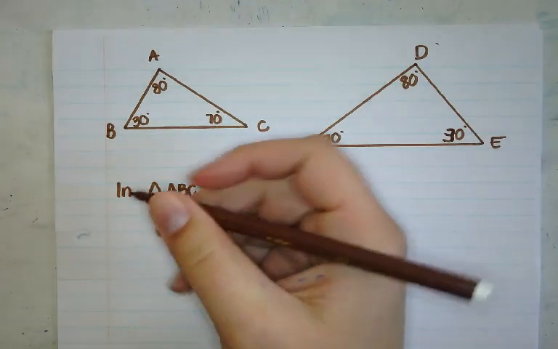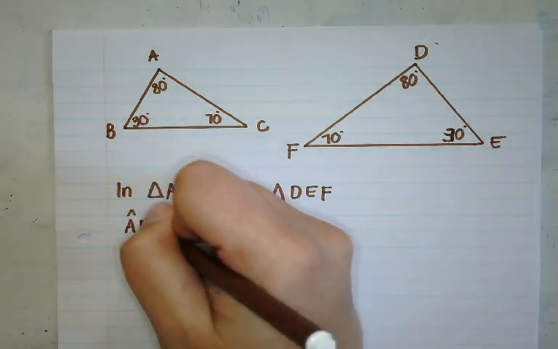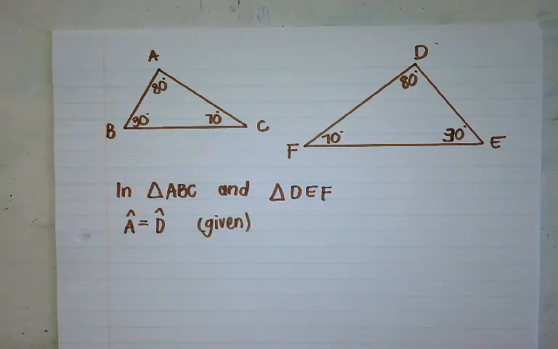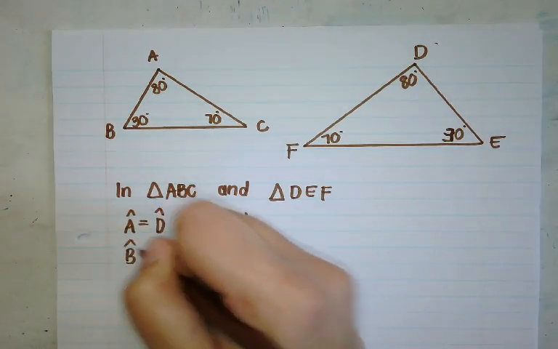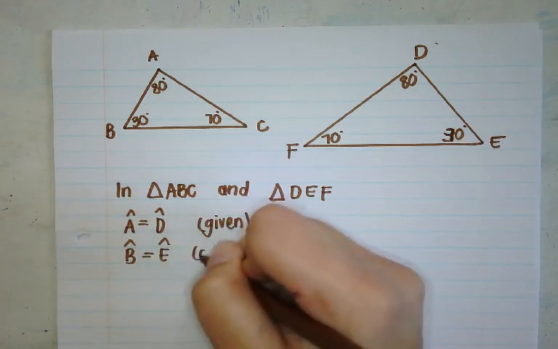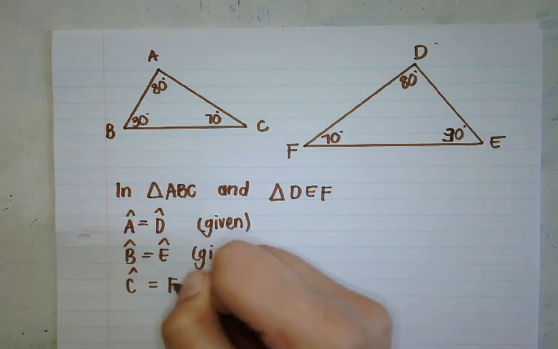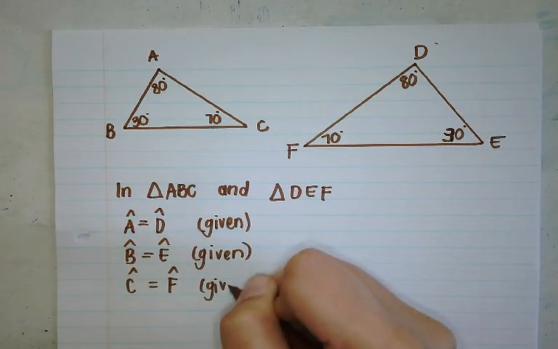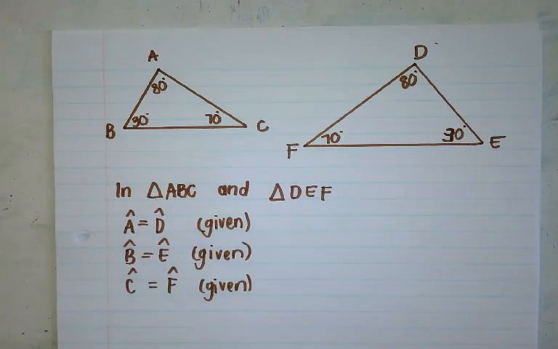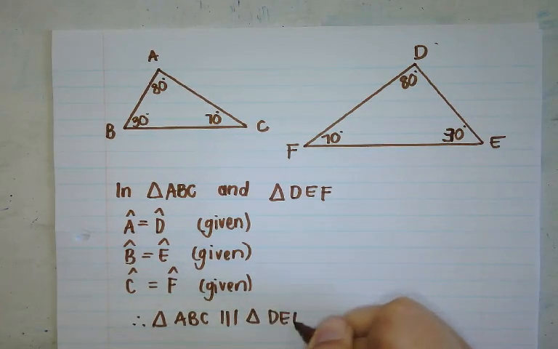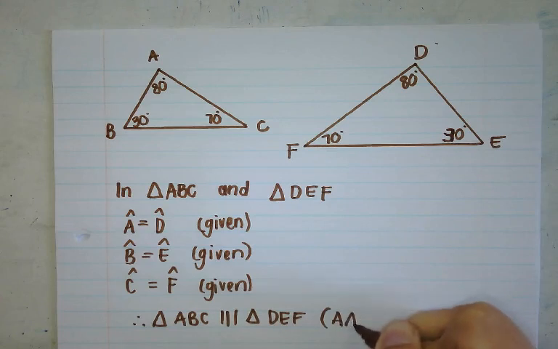And now we write what we know. We know that angle A is equal to angle D. What's my reason? It's given to me on the page. Angle B is equal to angle E, also given. Angle C is equal to angle F, also given. I have 1, 2, 3 pairs of angles that I've proved. Therefore, triangle ABC is similar to triangle DEF, and that was angle, angle, angle.